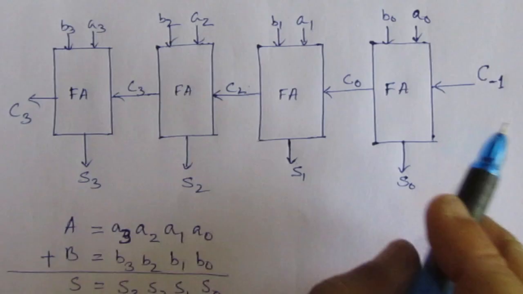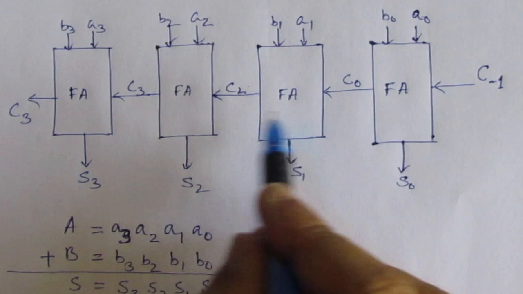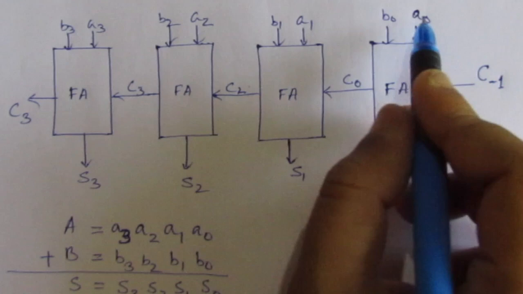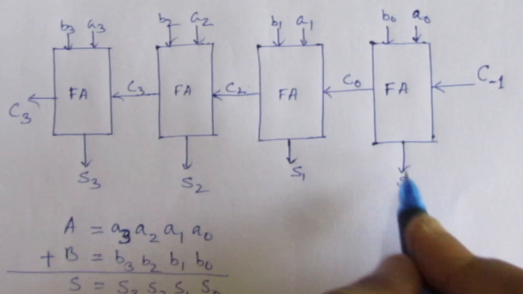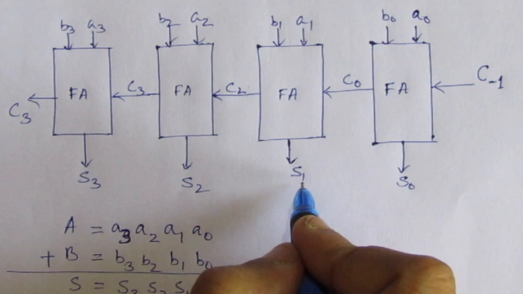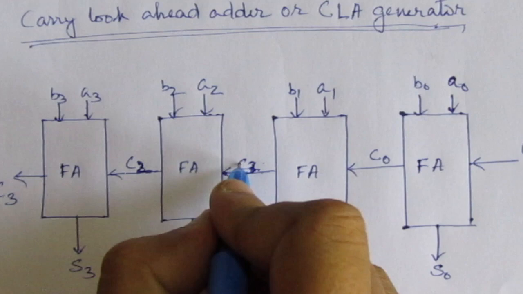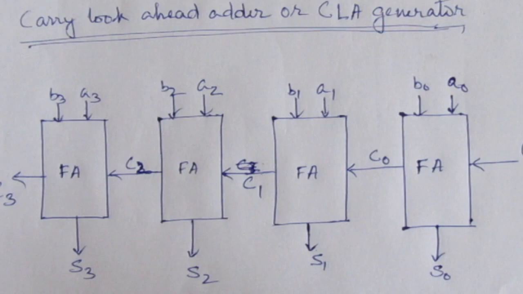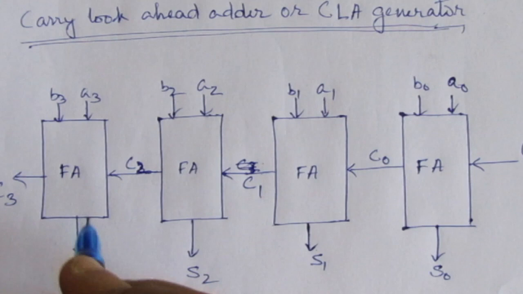These are 4 full adder circuits: 1, 2, 3, 4. We have input carry, and these are the input bits that we are going to add, and this is the sum output and this is the carry output. Similarly, in the second full adder we have sum and carry output. So in the second stage we have C1, in the third stage C2, and in the fourth stage the carry is C3.